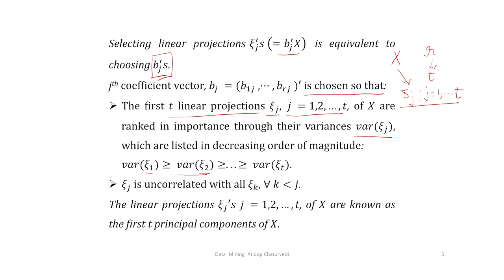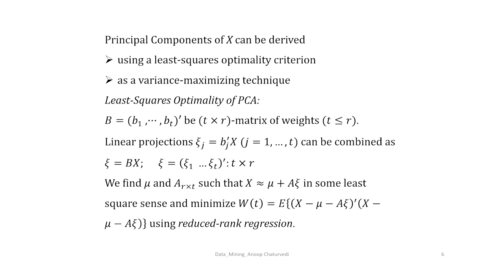Then psi j is uncorrelated with psi k for all k less than j. So, whenever we try to find the coefficient b j corresponding to psi j, we keep in mind the constraint that it should be uncorrelated with all the psi k's for k less than j, means psi 1, psi 2, up to psi j minus 1. Then the linear projections psi j's for j equal to 1 to t of x are known as the first t principal components of x. Then we can derive the principal components of x using one of these two criterions, say using a least squares optimality criterion or as a variance maximizing technique.